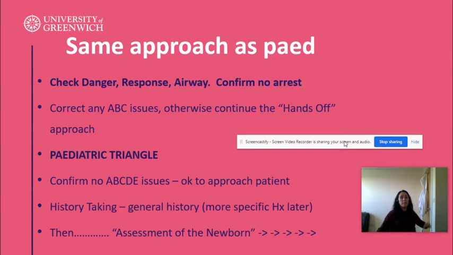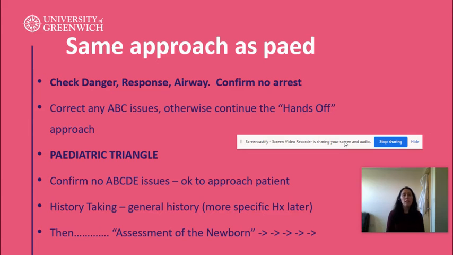Yeah, continuing the assessment of the newborn. Obviously, newborn, placenta still in the room. So, same approach as the pediatric. We do the hands off, end of bed, confirm that there's no airway problems, breathing, they don't look too bad. Then we're going to correct any ABC issues. And then we're going to move on to the pediatric triangle.